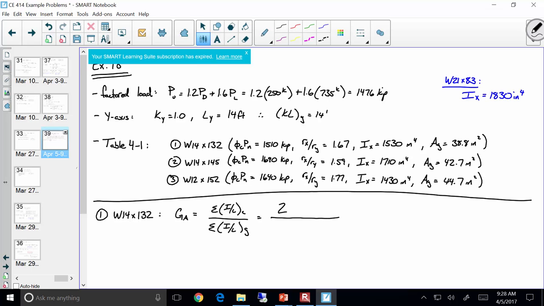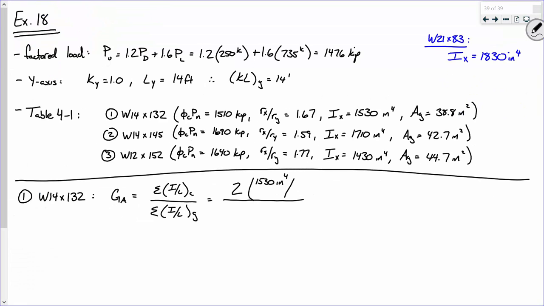So I'm going to say this is 2 times, now we're dealing with the 14 by 132, so is that 1530 inches to the 4th divided by, how long is the column? 14 feet. And then now how many girders are framing into that joint? 2, right? Are they the same?